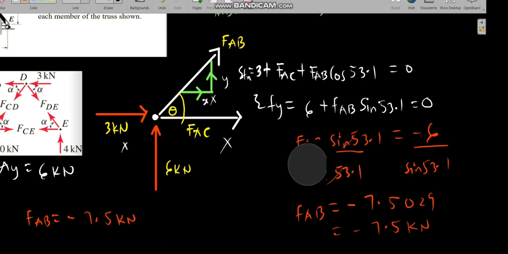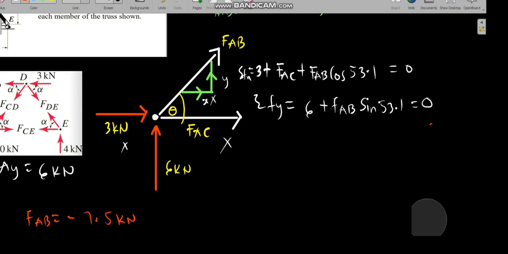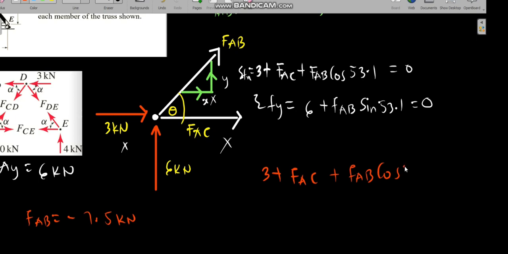So now let's focus on finding FAC using the first equation there. So you know that 3 plus FAC plus FAB cosine of 53.1 equals 0. So now you know FAB to be equal to minus 7.5, right? So let's substitute. So that will be 3 plus FAC minus 7.5 cosine of 53.1. This should be equal to 0.